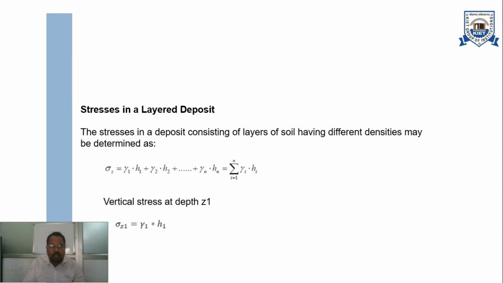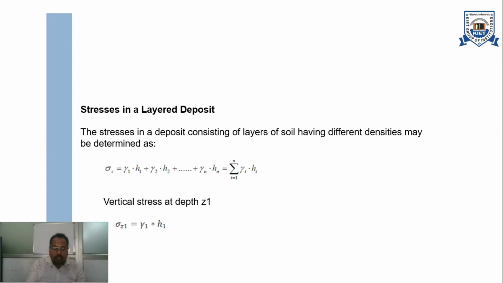Stress in a layered deposit. The stress in a deposit consisting of layers of soil having different densities may be determined as follows. This is also discussed for stratified soils, in which sigma z equals gamma 1 h1 plus gamma 2 h2 plus gamma 3 h3 and so on, plus gamma n into hn. It may also be written as the summation over i equals 1 to n of gamma i into hi.